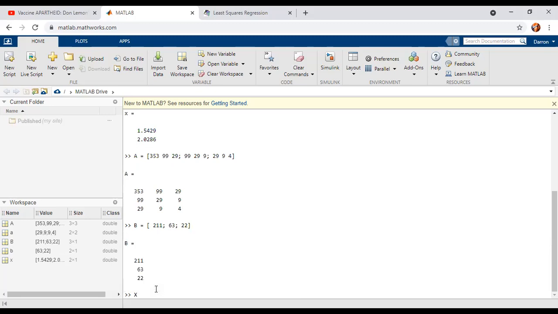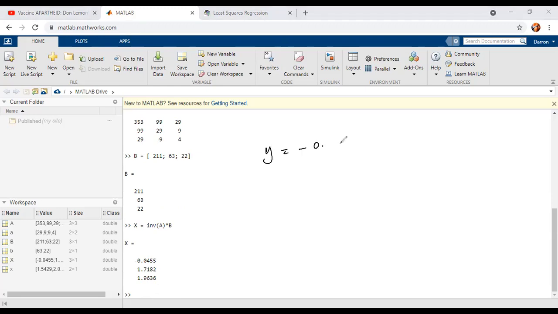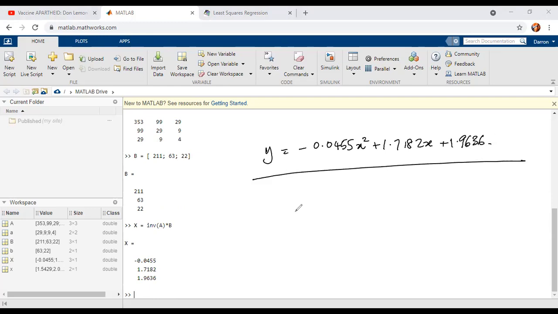So my equation is y equal to minus 0.0455 x squared plus 1.7182 x plus 1.9636. So that will be the quadratic equation through the curve.